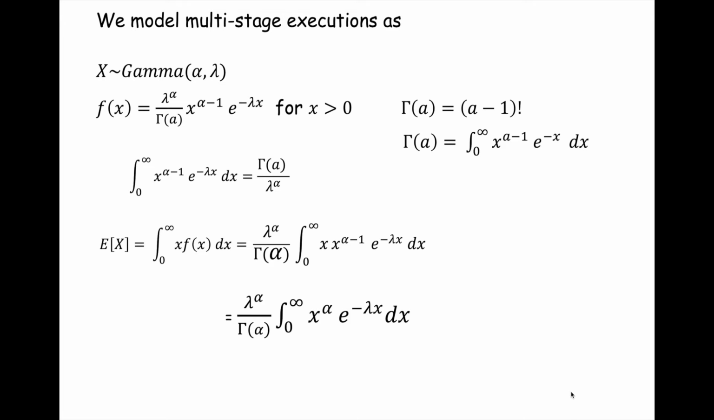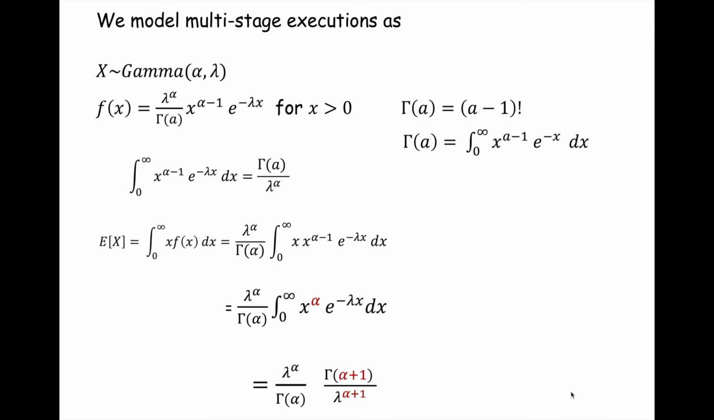If I do that replacement using this identity, well, 1 more than alpha is alpha plus 1. So I'm going to have a gamma of alpha plus 1. And then 1 more than alpha is alpha plus 1. So I'm going to have a lambda to the alpha plus 1 power. Okay. So I do that, and I get the following expression. I just do a wholesale replacement of this infinite integral using this identity that I arrived upon from the law of total probability. So that leaves me with this expression.